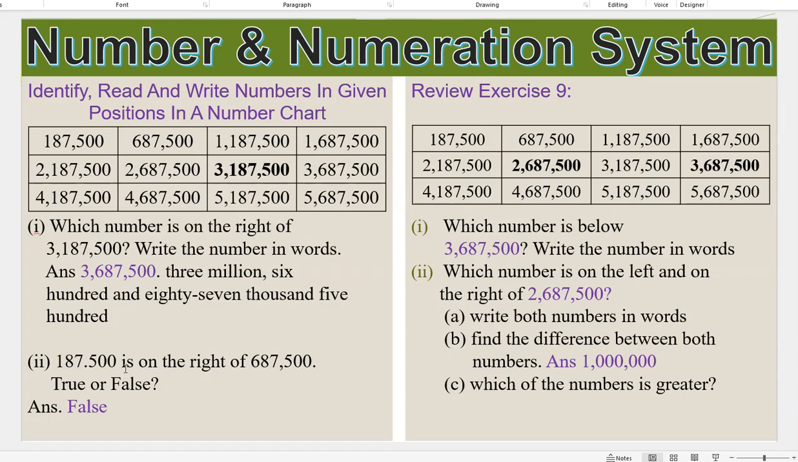187,500 is on the right of 687,500. True or false? So the answer is false. So that's the review exercise. These are the questions and those are the answers.